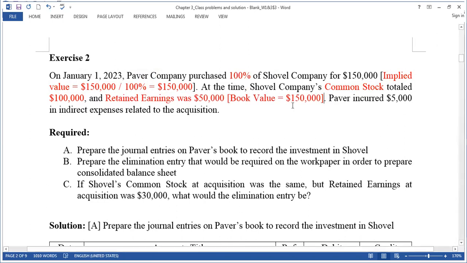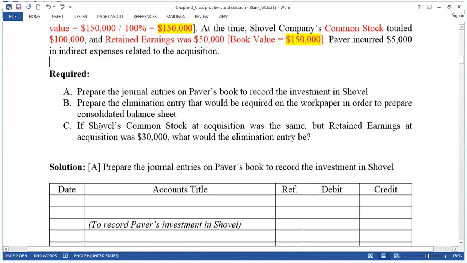So this question does not have any difference. Why don't we have any difference? Because book value is $150,000 and implied value is also $150,000. So therefore we do not have any difference, right? Then prepare the journal entries for the parent company to record the investment. This is your first requirement.